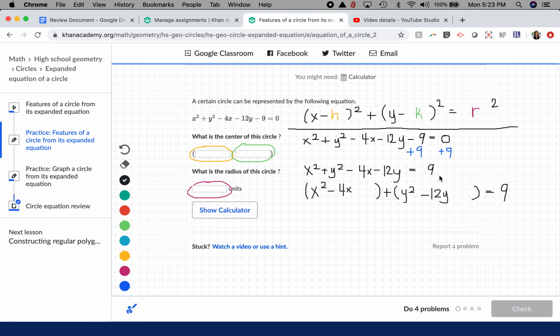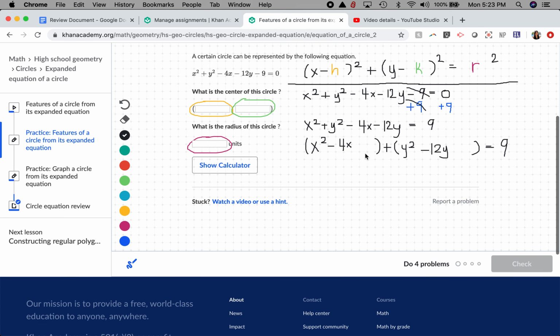The next thing that I did is that I added 9 on both sides of my equal sign. Now the reason I did that was because I wanted to get rid of that -9 on the left side of the equal sign and have all my constants on the right side of the equal sign. So 0 plus 9 gave me a +9 on the right side of the equation. On the left side, what I had left was x squared plus y squared minus 4x and minus 12y.